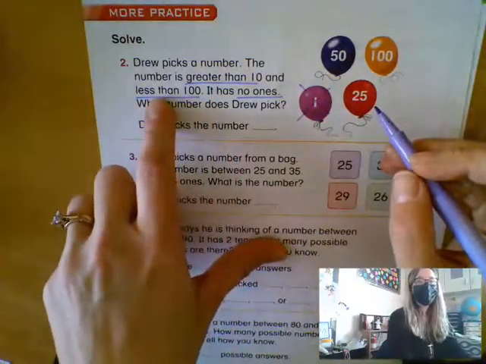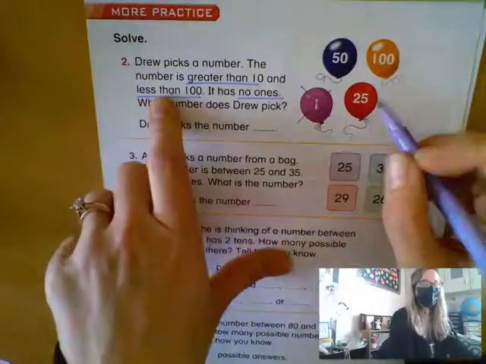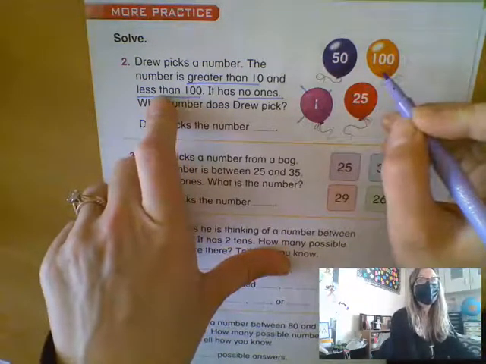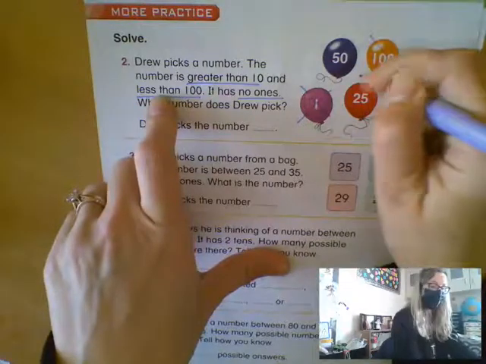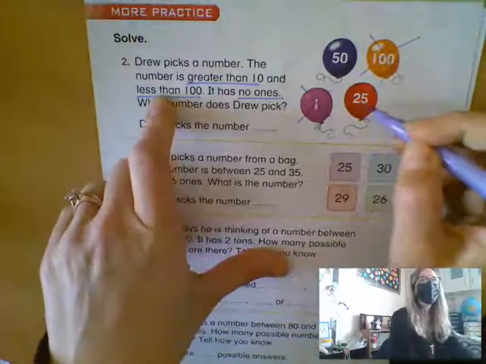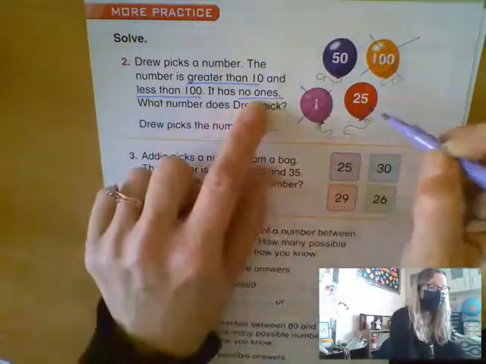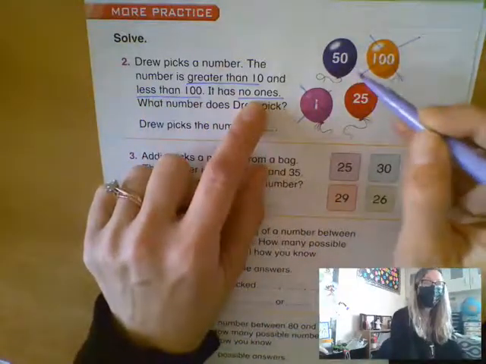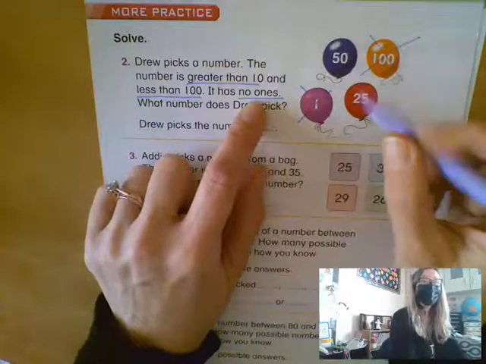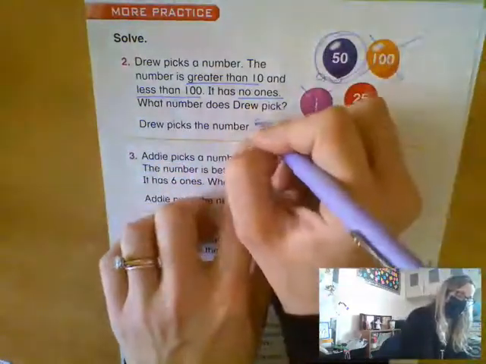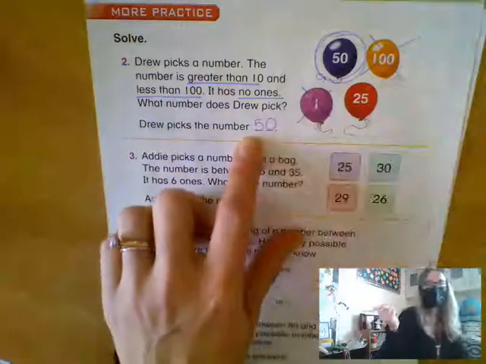My next clue says less than 100, right? Is 50 less than 100? Yeah. Is 100 less than 100? No, so it can't be 100. Is 25 less than 100? Yes. And it says it has no ones, Camila. So which one of these numbers has no ones? 50. Excellent. So which balloon did he pick? The balloon with the number 50.